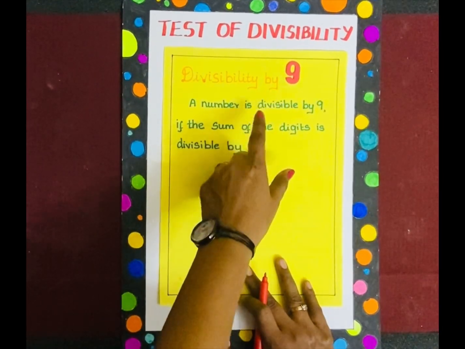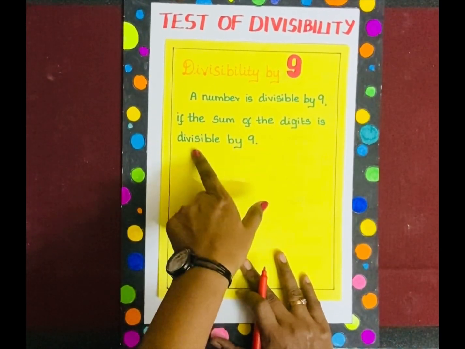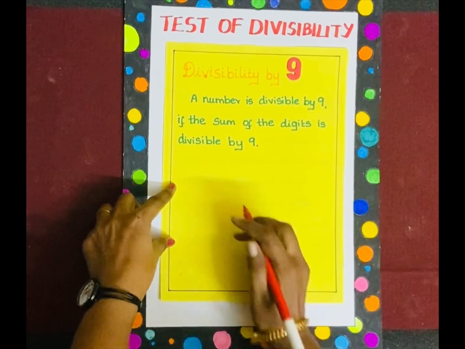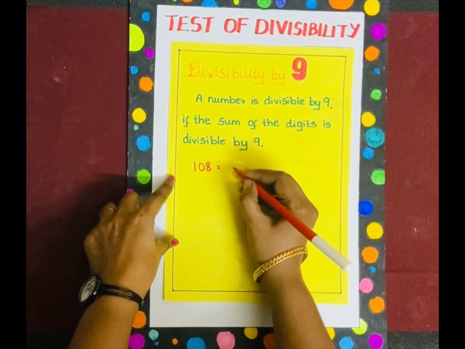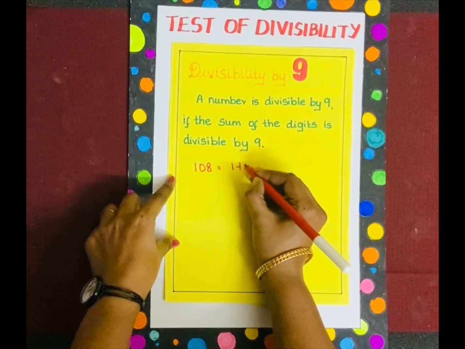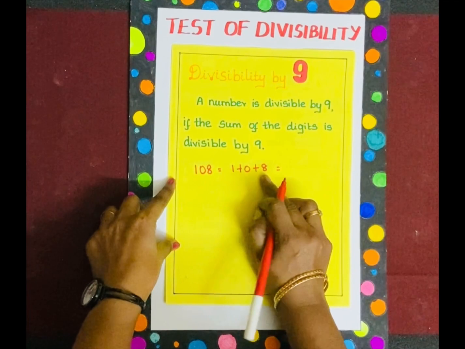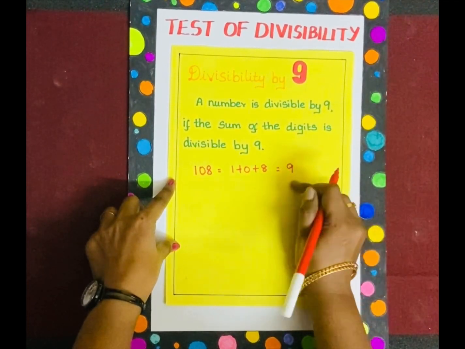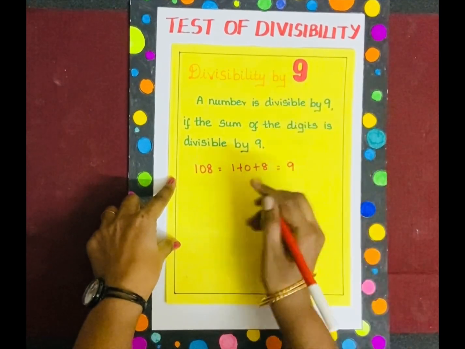Divisibility by 9. A number is divisible by 9 if the sum of the digits is divisible by 9. For example, 108. We have to find the sum: 1 plus 0 plus 8. 1 plus 0 is 1, 1 plus 8 is 9. So 9 comes in the 9 table. So 108 is divisible by 9.